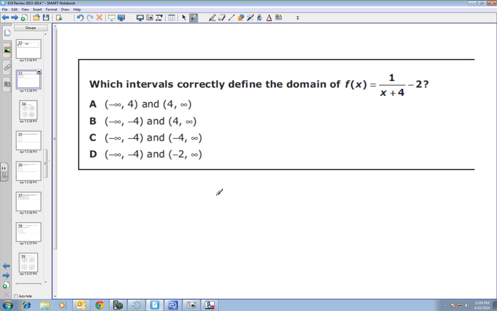would that be? This says negative, okay. Was it negative 4 or positive 4? My asymptote. It was negative 4, so it has to be C. So this says that it goes from negative infinity to negative 4, and then negative 4 to infinity, but it doesn't include negative 4 because they use the parenthesis instead of the bracket. If they use the bracket, that means it includes negative 4. So my answer is C.